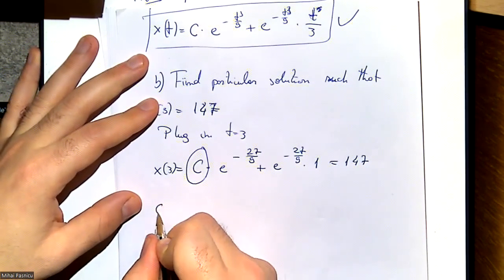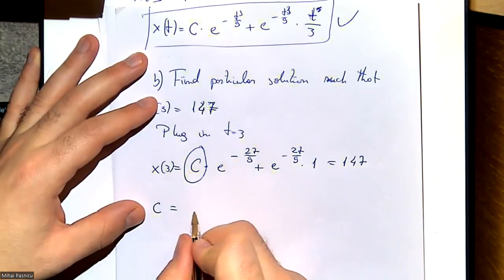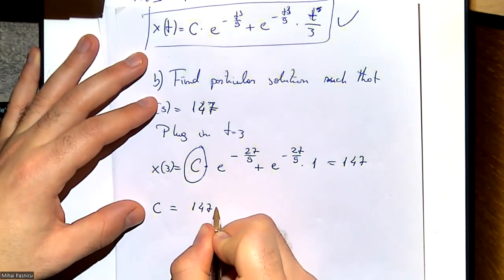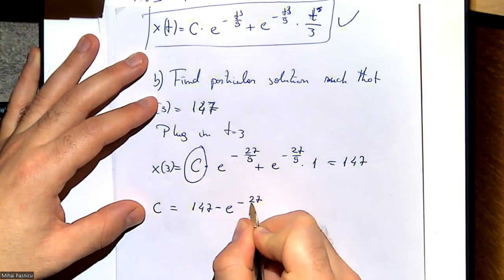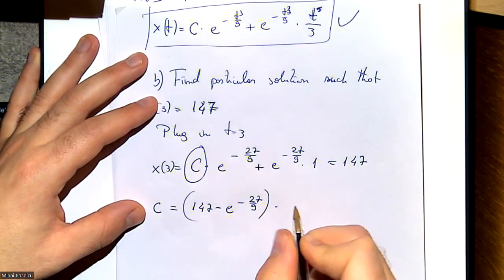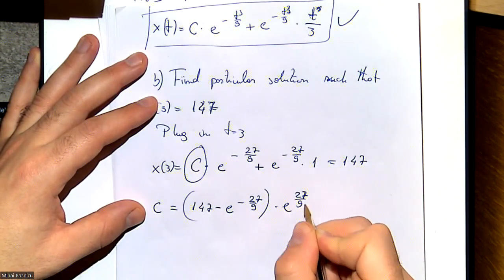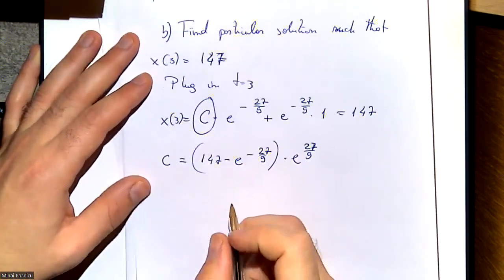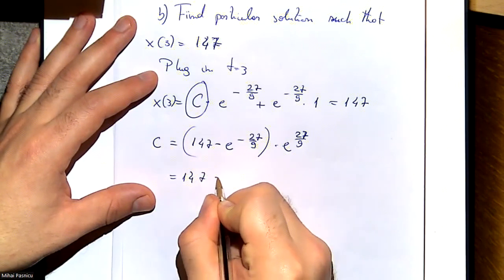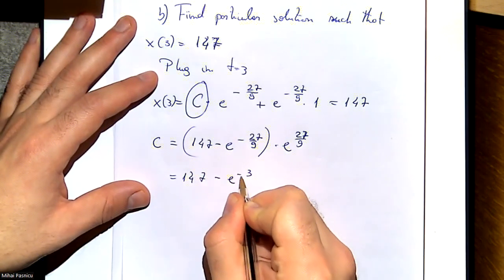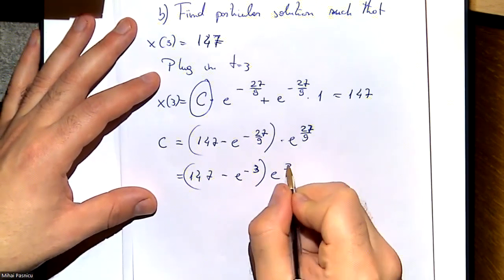So the constant is just from here, 147 minus e to the minus 27 over 9 times e to the 27 over 9. I think I could have simplified this ages ago. This is just 147 minus e to the minus 3 times e to the 3, and I'll just leave it like this.